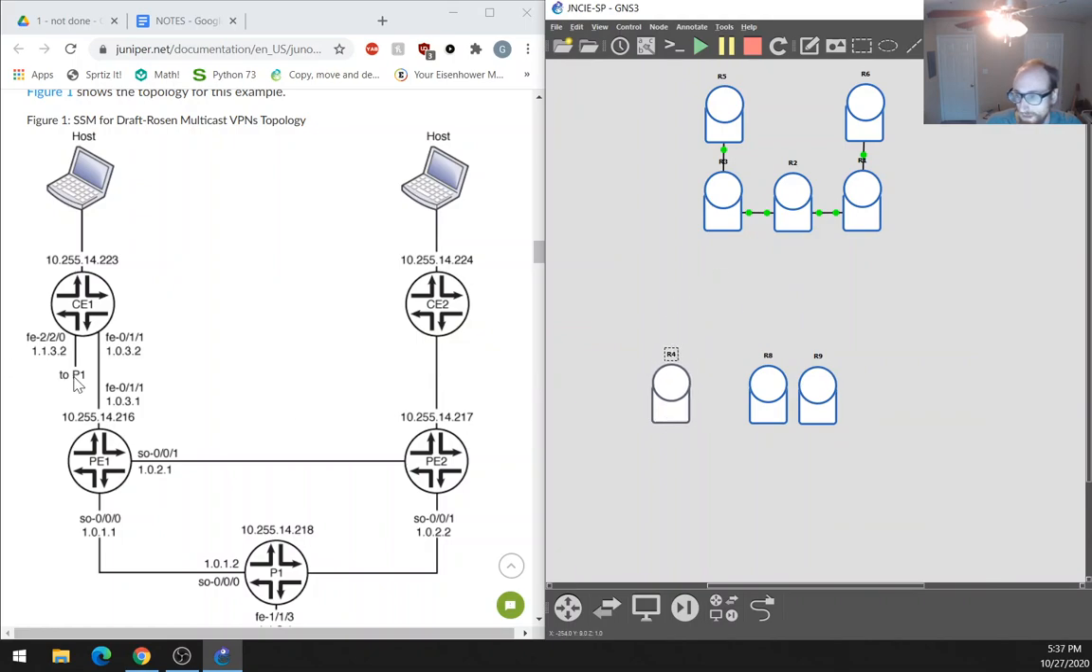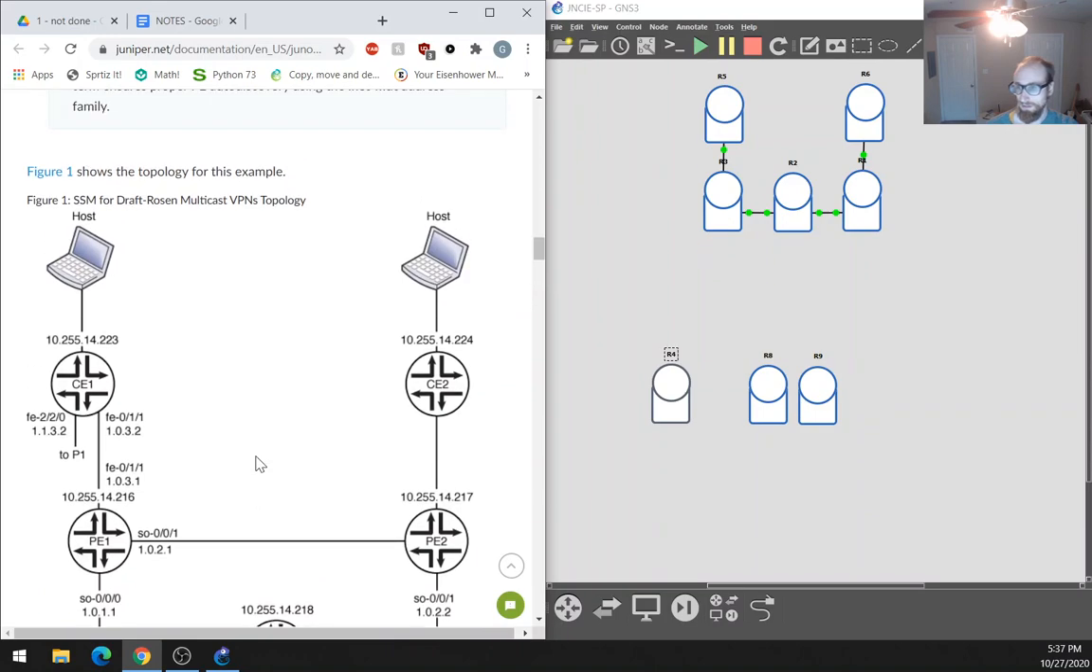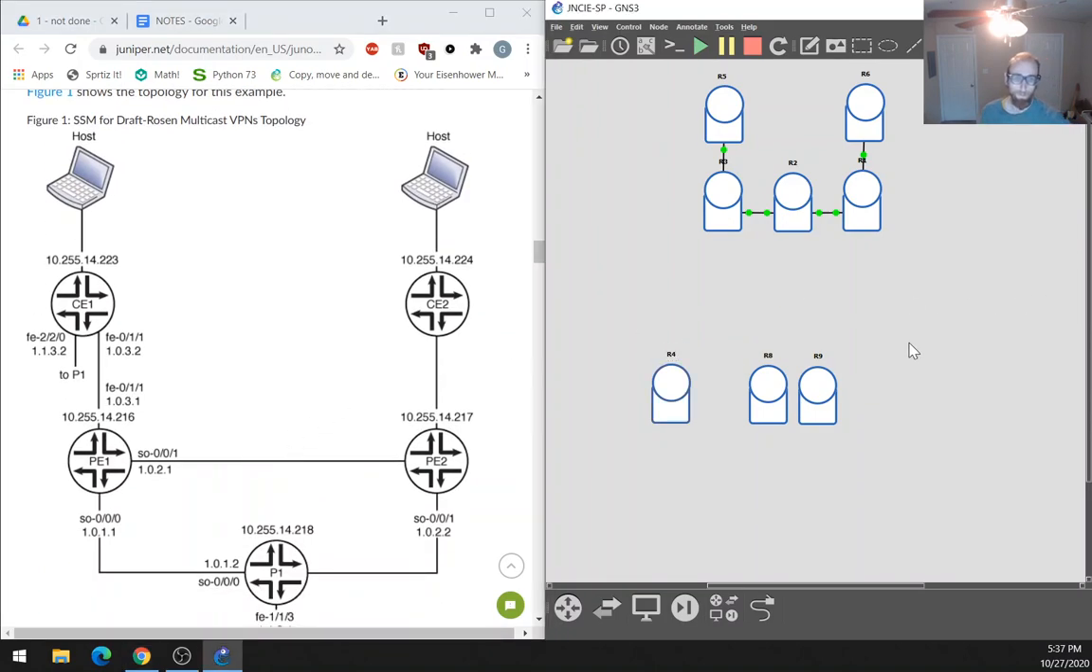I don't know what P1 means. And I don't know why a CE router would go to a P router. I would think only a PE router would go to a... Oh, because this is the... Okay, this has a special multicast connection. Okay, that makes sense. Let's just get rid of all of the cables and rearrange everything.